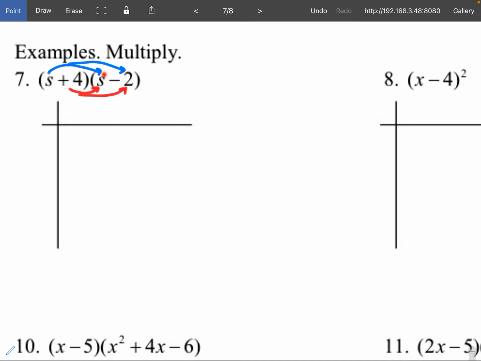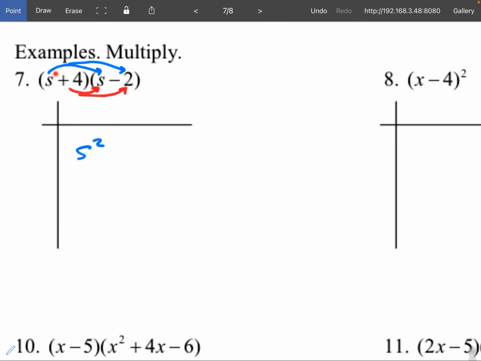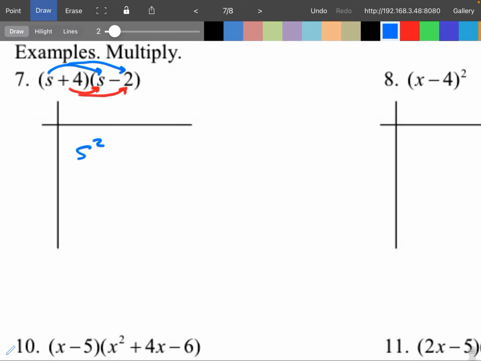So in the blue there, we start out and we do S times S. What's that? That's S to the second power. So don't say S times S is 2S, okay? That's if you're adding. S times S, anything times itself would be squared, so it's S squared. Then we're going to do the S times the negative 2. Yep, that's a negative 2S, so we write minus 2S.